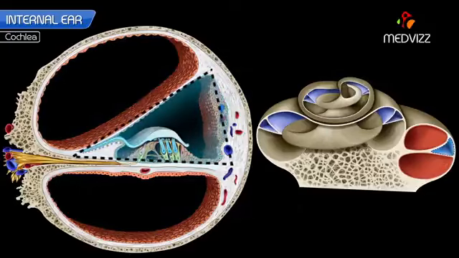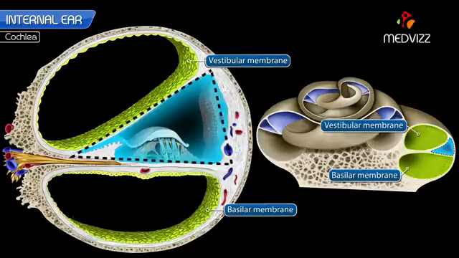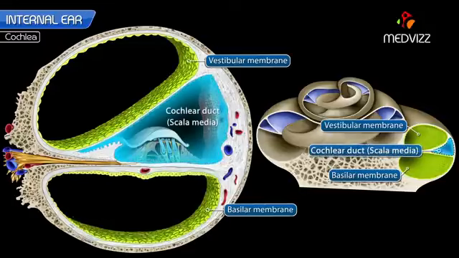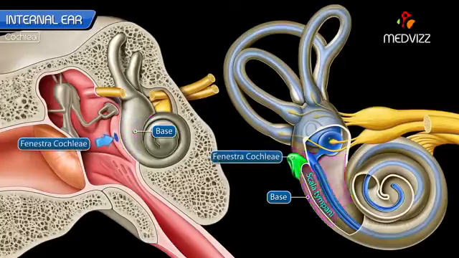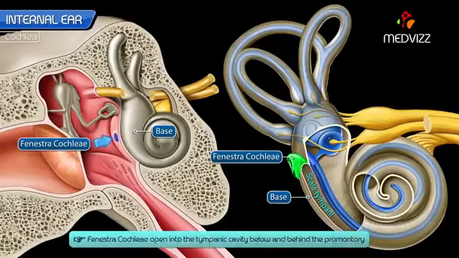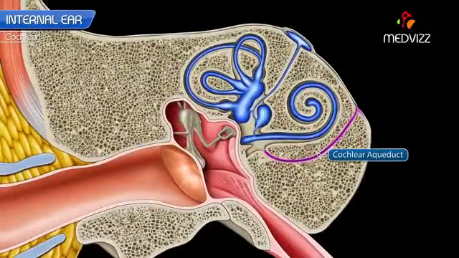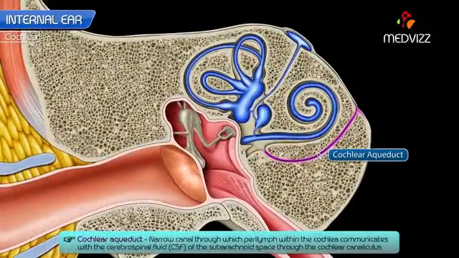The triangular area enclosed by the vestibular and basilar membranes in the outer wall of the cochlear canal forms the cochlear duct or scala media. Near the basal turn of the cochlea, the scala tympani presents two features: fenestra cochleae. These open into the tympanic cavity below and behind the promontory. Cochlear aqueduct. This is a narrow canal through which the perilymph within the cochlea communicates with the cerebrospinal fluid of the subarachnoid space through the cochlear canaliculus.